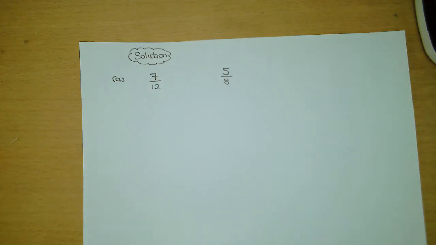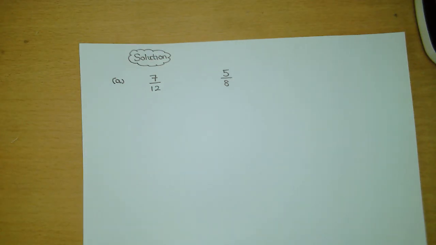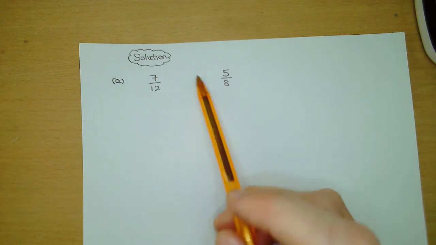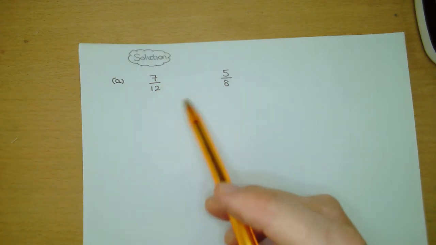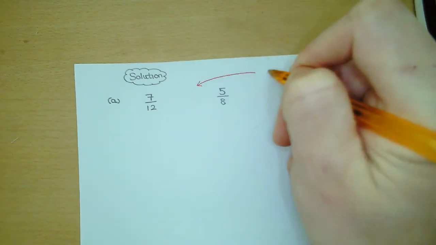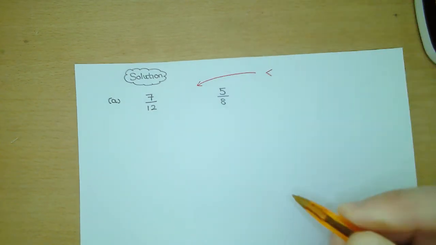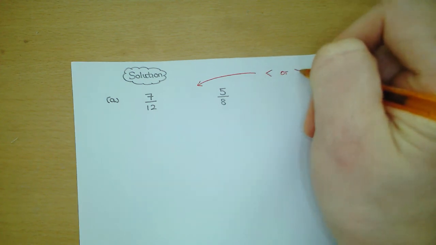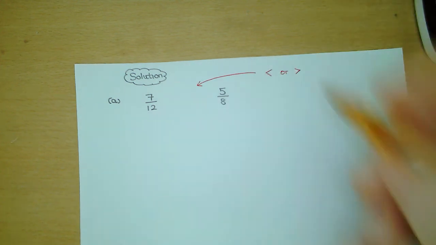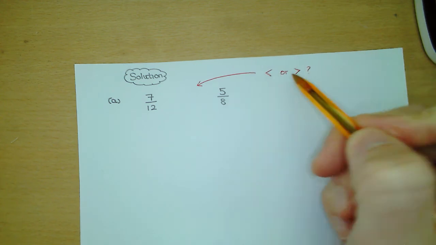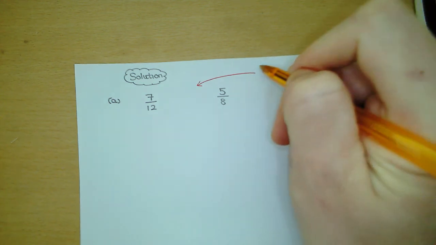We're now going to compare the sizes of two fractions by putting the correct sign between them. There are two possible signs we can put between the fractions. We can either put a sign that points to the left like that, or a sign between them that points to the right like that. Now, only one of them will be correct in each question.